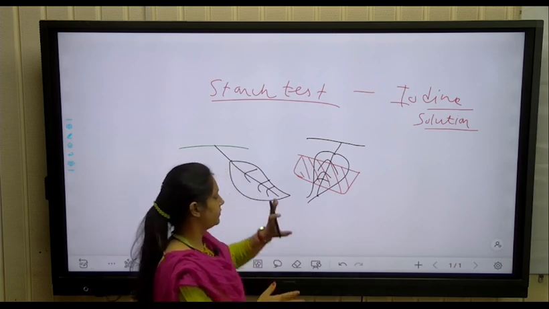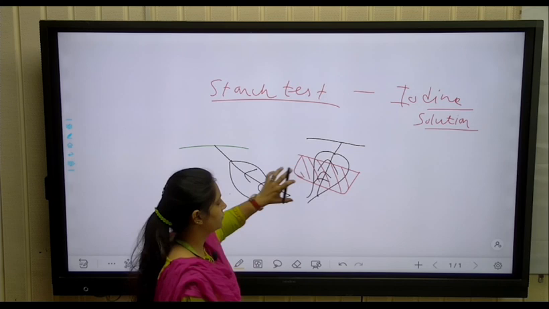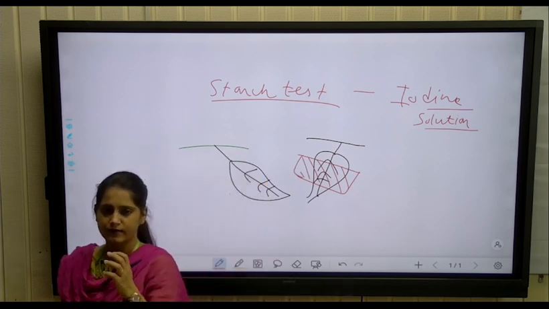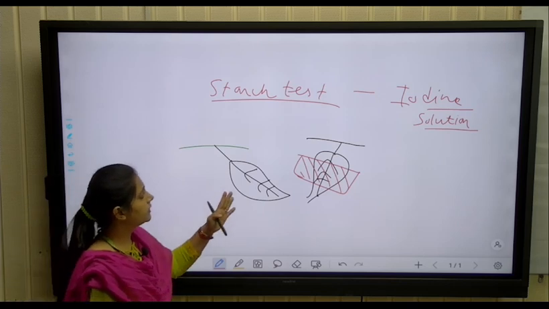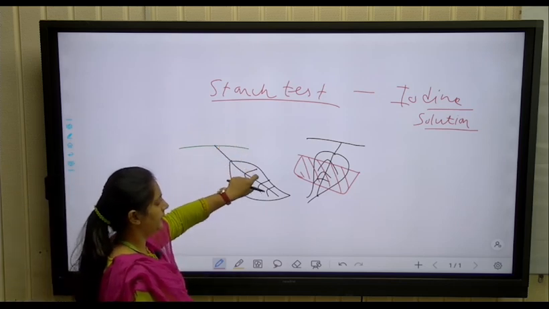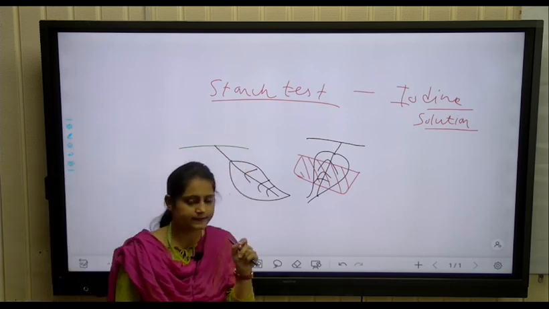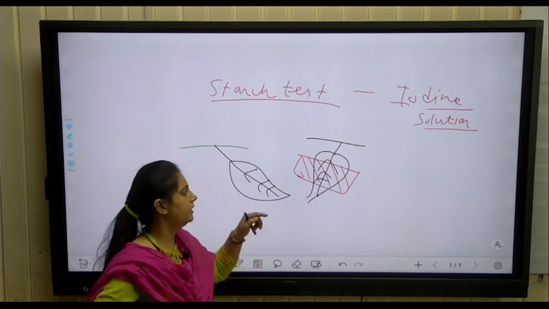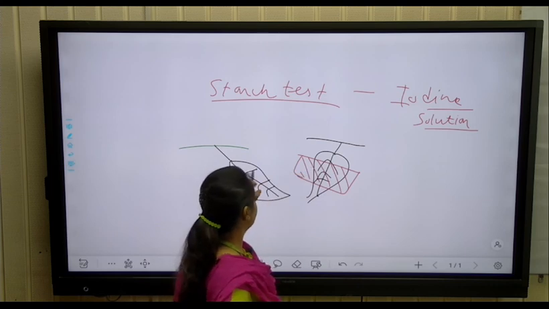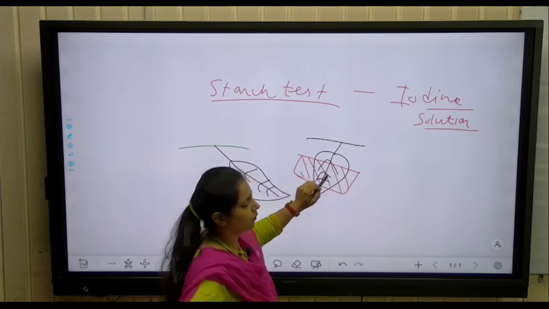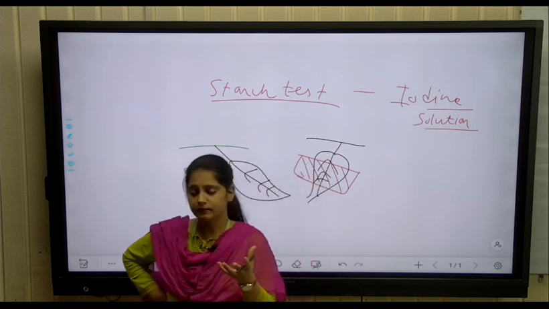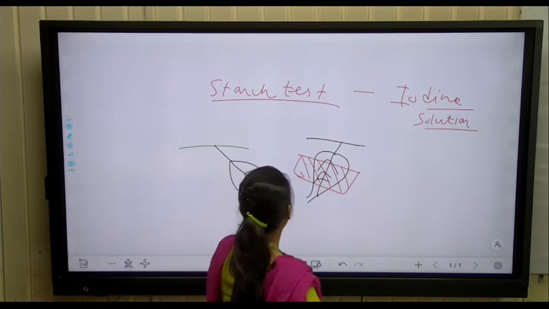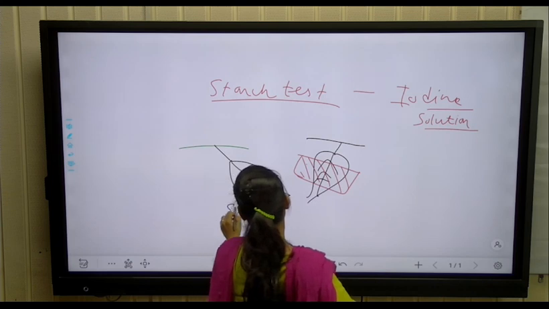So, for starch test, first we put these two leaves into the sunlight for around 20 to 30 minutes, and then after some time we did the starch test by taking some part of these leaves and putting iodine solution on that part only. We took a part from this leaf and we took a part from the covered part of the leaf, and then we tested for the starch, and the test showed that there is no starch.